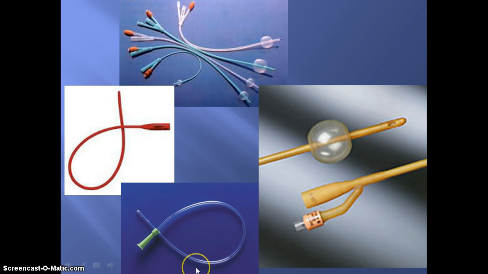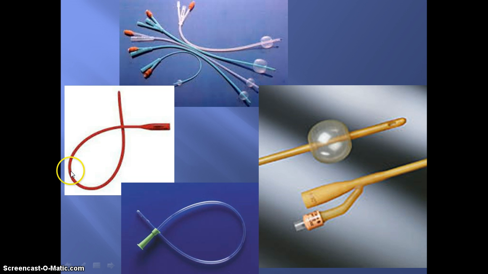The picture here is of a straight cath. There are some folks who have a neurogenic bladder. They're unable to void on their own, and they have to cath themselves intermittently. So that is a stiffer catheter, and it does not have a balloon in it. They insert, they drain, they take it out.